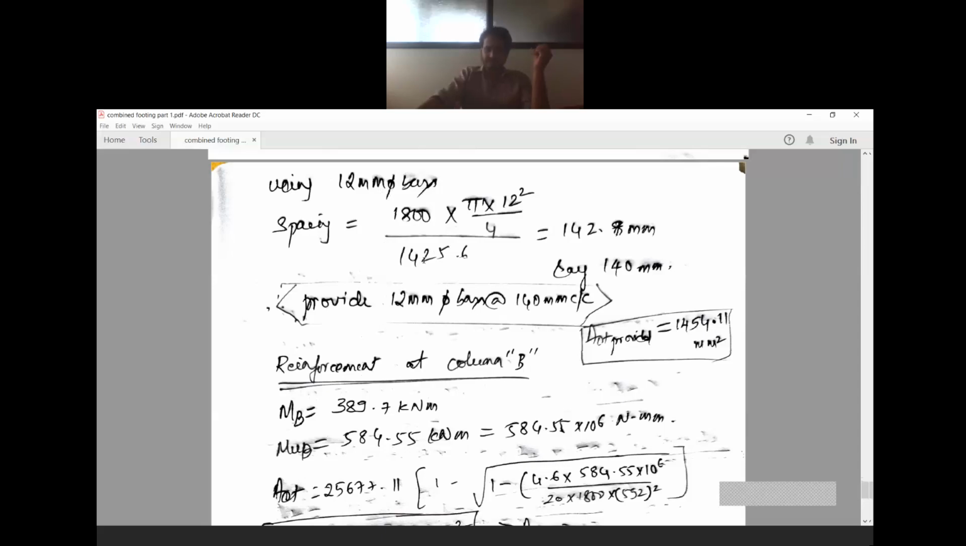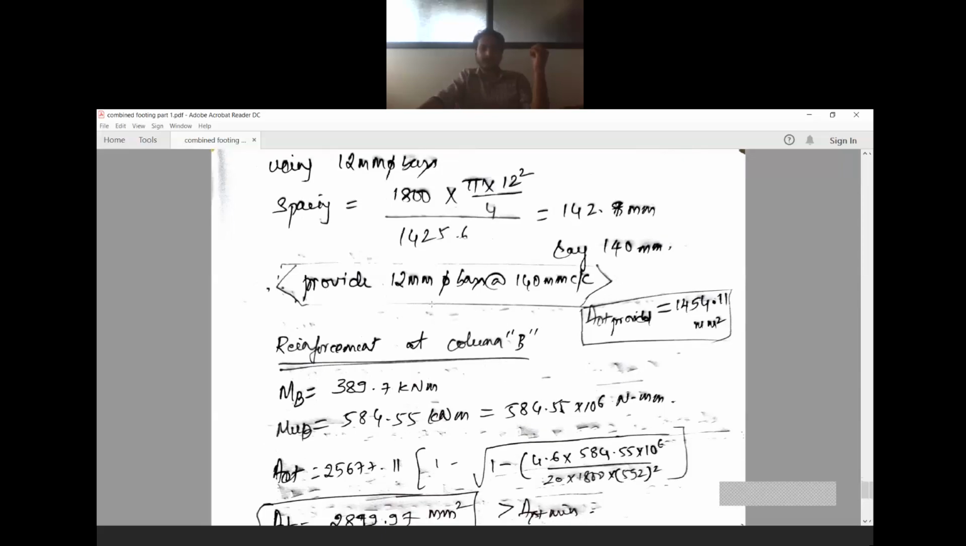Same formula: area of one bar divided by area required multiplied by width of the foundation. I will get 142.8, so we shall provide 140 mm as the spacing. Therefore, provide 12 mm diameter bars at 140 mm center to center. The actual steel provided is again the same formula, width into area of one bar divided by spacing. So AST provided will be 1454.11 mm square. This is how we calculate the longitudinal reinforcement under column A.